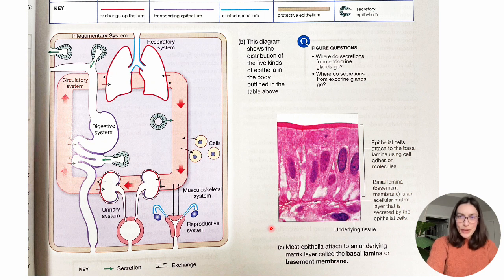All right, there are a couple of things that are related to epithelial tissue, but I will take a pause and hope you do as well.